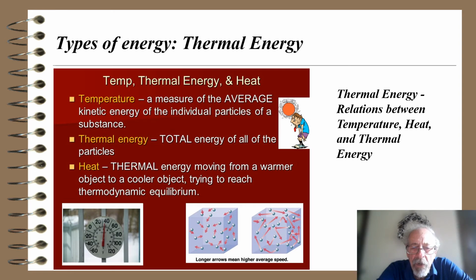So in these little diagrams, you see a thermometer there. It's cold, not much thermal energy. You see the guy panting up on the top right, it's hot. Temperature is very high, so us humans can't handle it too well. The bottom diagram says longer arrows mean higher average speed. So if something is hotter, the molecules will vibrate more and over longer paths.